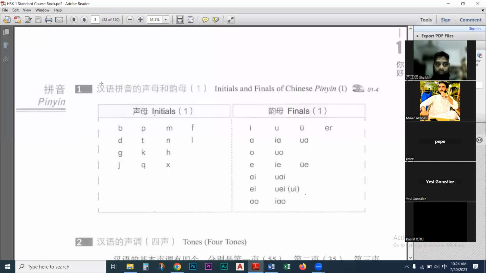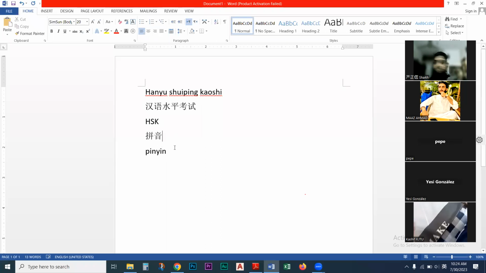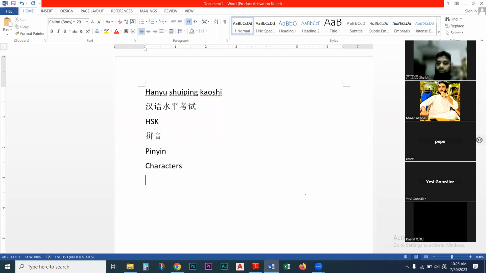But for that they have developed a system of pinyin, so that non-native speakers like us, who do not know how to read these characters, can study them. So in Chinese they don't have alphabets, rather they have characters. But to study those characters easily, we have some pinyins, and these pinyins are divided into initials and finals.